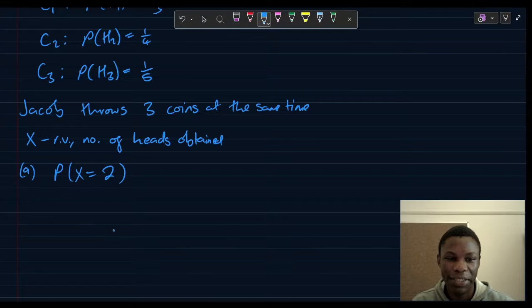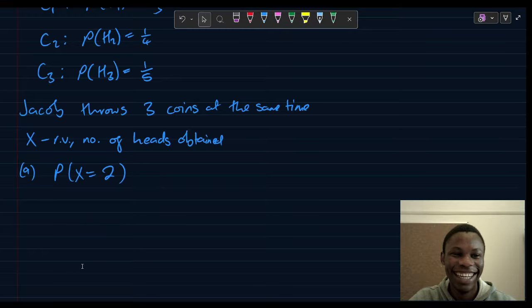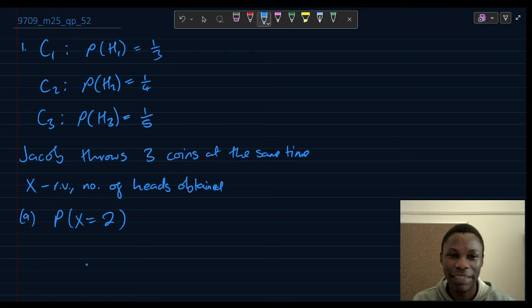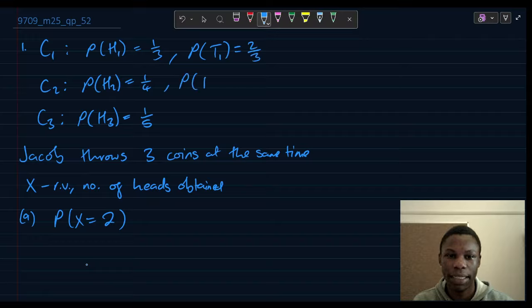Probability that x is 2, so this is we obtain 2 heads when the 3 coins are thrown at the same time. Okay, we should probably fill out the other info. So if the probability of getting a head is 1 over 3, it must mean that the probability of getting a tail is 2 over 3. And here the probability of getting a tail would be 3 over 4. And the probability of getting a tail here would be 4 out of 5.